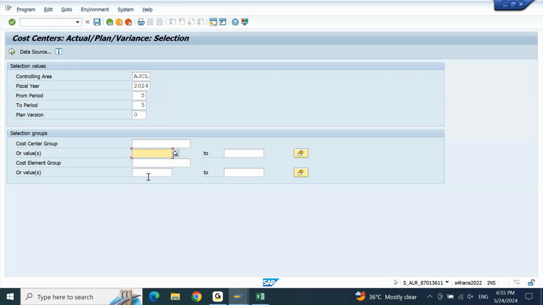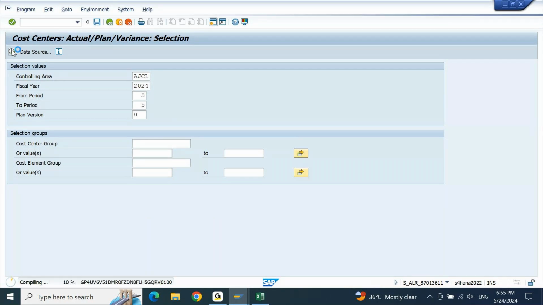Similarly, there is something called cost element group, meaning you can pull the report for an individual expense or for a set of expenses or for a group of expenses where you are combining certain expenses into a cost element group. When I pull this report by giving my controlling area, click on execute.